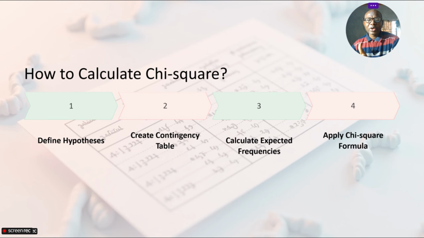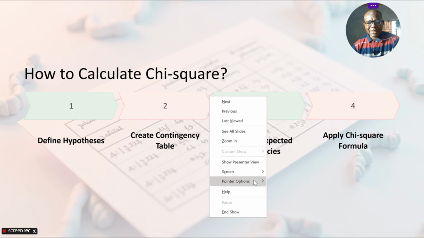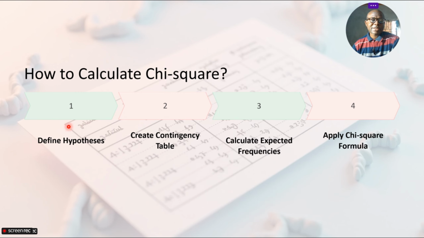Good. Now, how do we conduct the chi-square test? Number one, you have to define the hypothesis. You must define the hypothesis you actually want to test. A hypothesis is like the initial statement or the claim a researcher puts forth for which he decides to conduct a study, to investigate. So you must define the hypothesis.